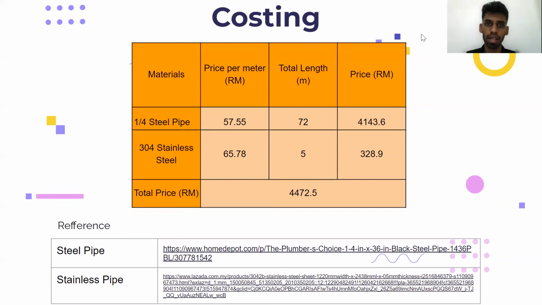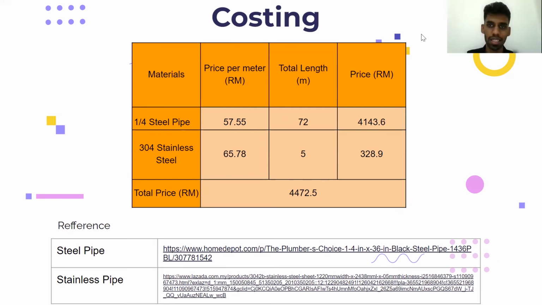There are two types of material involved in our heat exchanger: steel pipe, which will be used for the tubes, and 304 stainless steel, which will be used for the shell. The price per meter of the quarter inch steel pipe is 57 ringgit and 55 cents. The total length we use will be 72 meter, so the total price of the quarter inch steel pipe will be 4,143 ringgit and 60 cents.